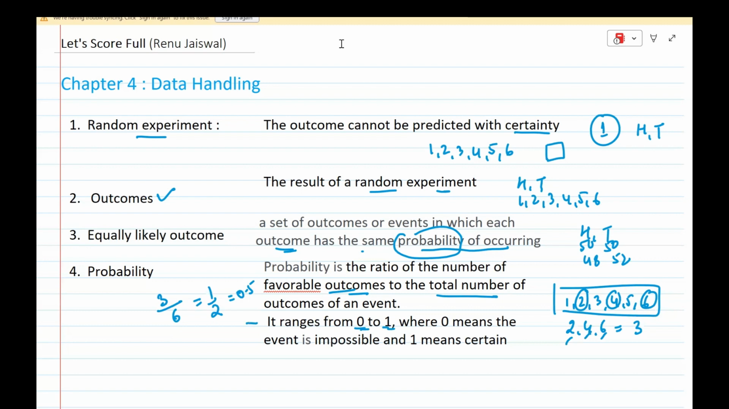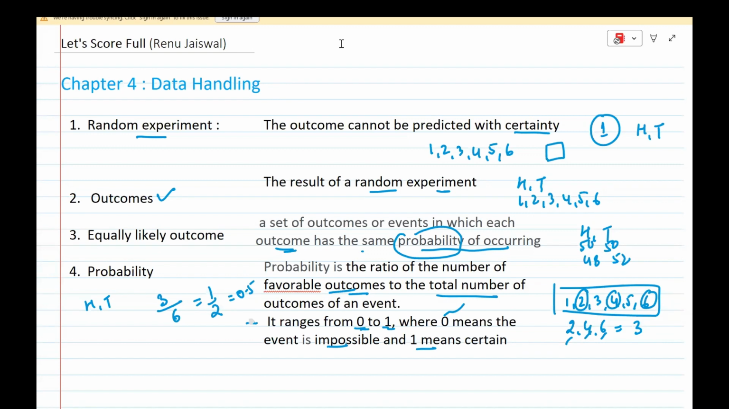0 probability is when the event is impossible. We will say it has 0 probability because it is impossible. For example, I'm rolling a dice and I'm saying I want 7 to come. But in a dice, there is no 7. So it is impossible that 7 should come on the dice, and the probability is 0. 1 means certain, meaning the outcome is definitely that. Suppose I toss a coin and I say either head or tail is okay. So definitely in a coin, either head or tail will come. So in that case, it is pakka. So the probability is 1.